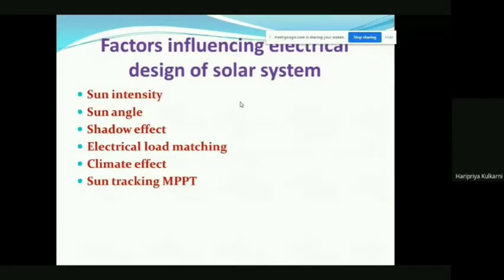Now we'll see the next point, which is the factors influencing the electrical design of solar system. Some of the basic points I'll cover today, and in the last 2-3 minutes we'll take the question answer session. So there are different factors which affect the solar system design. Sun intensity, as you know, at 12 noon, sun gives us maximum power. So at 12 noon, we get maximum efficiency. So it is the sun intensity.